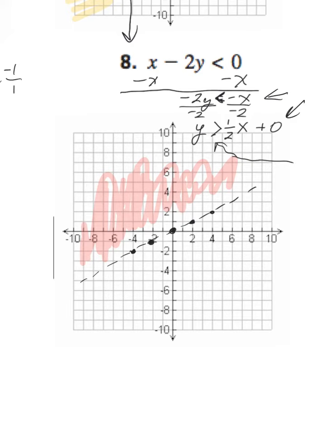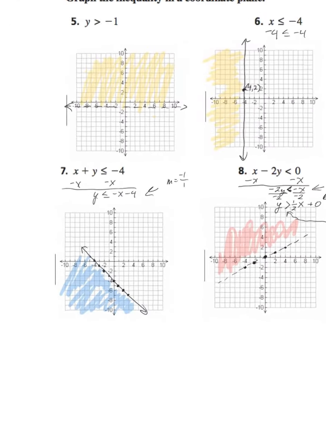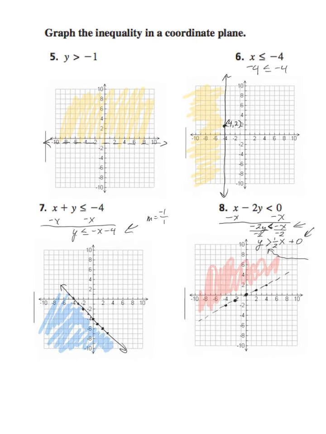Because we switched the sign, we're going to shade above that line. Again, that's going to be less than, so the line is not included. It should be a dashed line. All right, so that's where we are with this graph. Let's move to the next page.